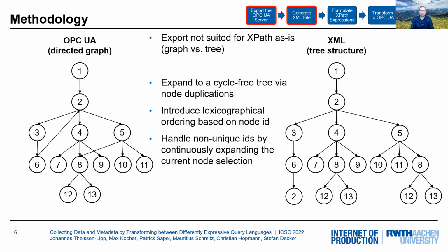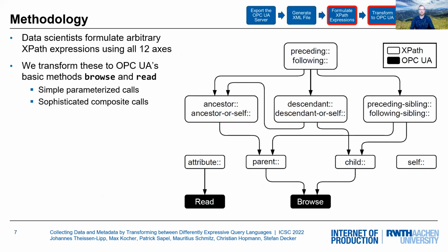And we will now have a look at the next steps. That is the formulation of XPath expressions. So this is a very simple approach. Data scientists just formulate any arbitrary XPath expressions. So we do not only support a subset of the XPath query language, but we support the entire XPath query language. And we then basically transform these expressions to OpenCOA calls, which we can see on the right side of the slide. So we have very basic mappings.